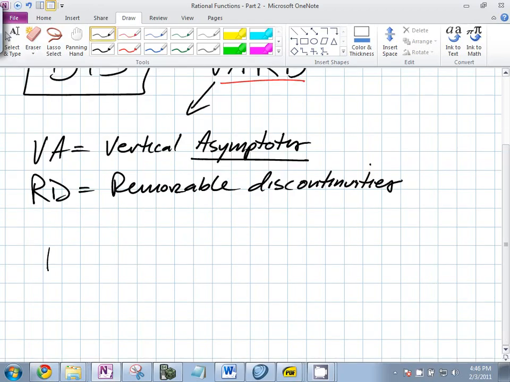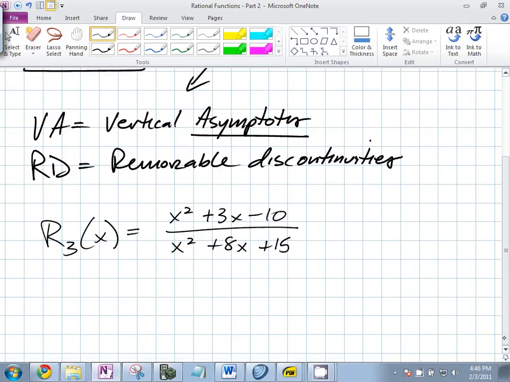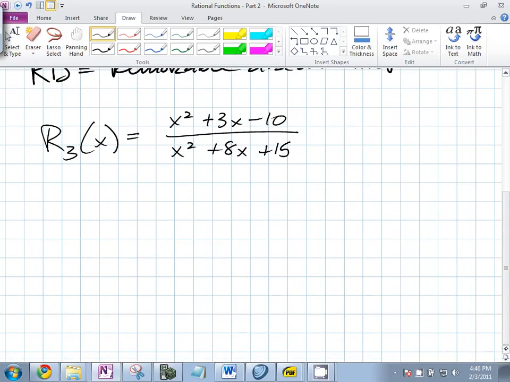So let's start with R3, for example, on your homework sheet. It was given as x squared plus 3x minus 10 over x squared plus 8x plus 15. Let's go for the vertical asymptotes. Let's simplify this thing and then identify where the vertical asymptotes are.